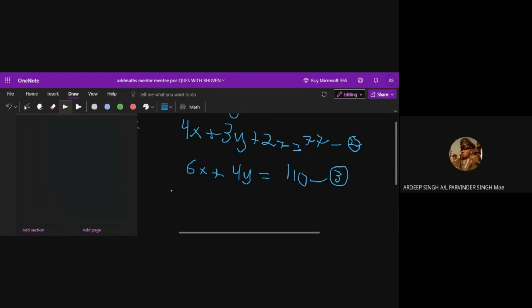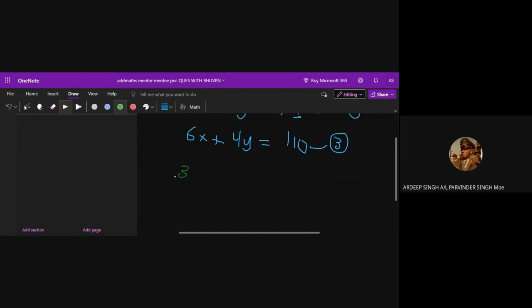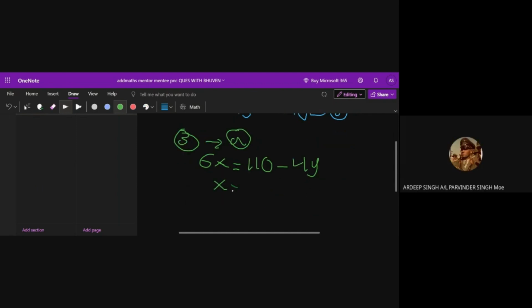Alright. Now from these equations, which will be easier? From the third one, I want to make x the subject. I want to do the substitution method. Which method will be easier for you? Substitution, right? Because there are 2 variables. So 6x equals 110 minus 4y. So x equals 110 minus 4y, divided by 6. Okay, so this is your equation A.